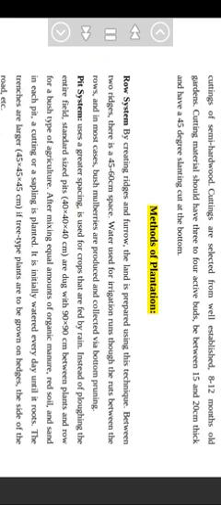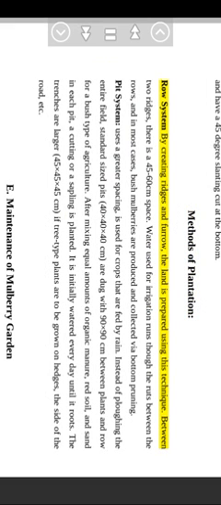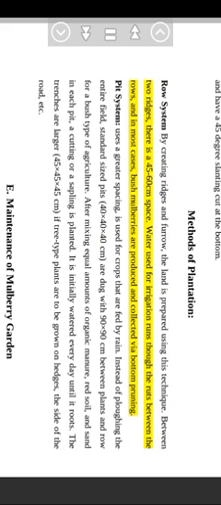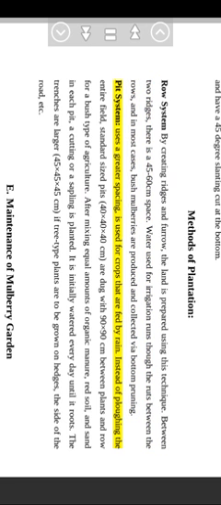Methods of plantation. Row system. By creating ridges and furrows, the land is prepared using this technique. Between two ridges, there is a 45-60 centimeter space. Water used for irrigation runs through the furrows between the rows, and in most cases, bush mulberries are produced and collected via bottom pruning. Pit system uses a greater spacing and is used for crops that are fed by rain.